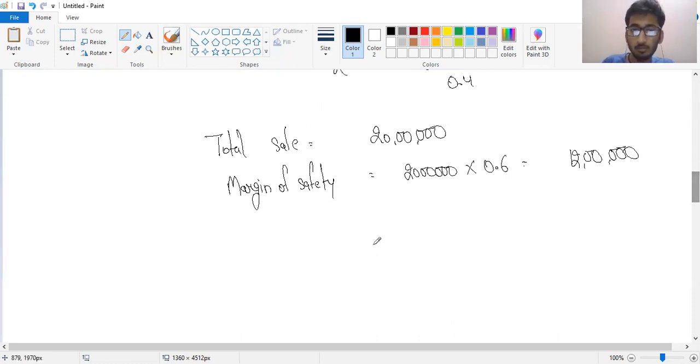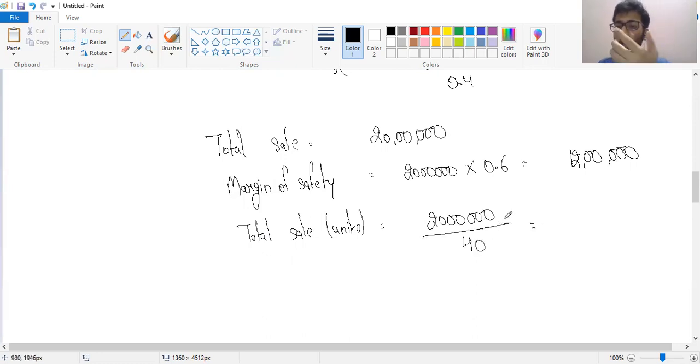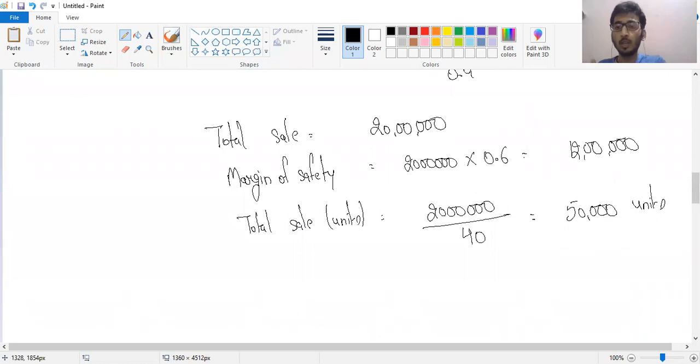And total sale in units. What would be total sale in unit? It would be 20 lakh divided by 40 because sale price per unit is 40. So by this, you can say it is 50,000 units. I hope you got this point. So I think for part A, 90% is done. We have calculated total sale, we have calculated sales in units, so almost everything is done.